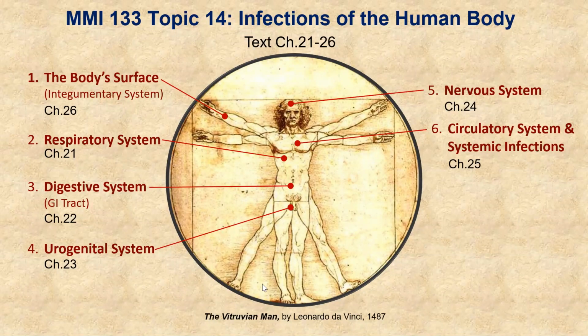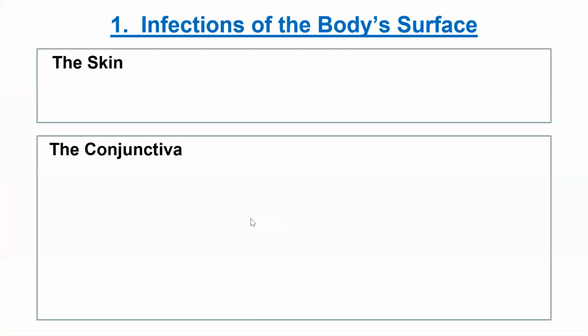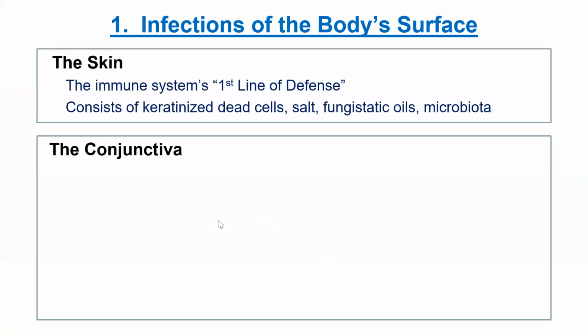All right, so infections of the human body. Part 1 is infections of the body surface, so mostly we're talking about the skin. The skin, of course, is the first line of defense. It's salty, it's got sebum and low pH, and of course there's your normal microflora that are protecting you there. So mostly we're going to be talking about skin infections in this particular unit.